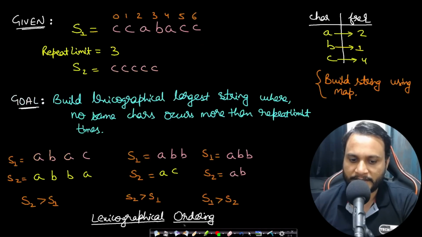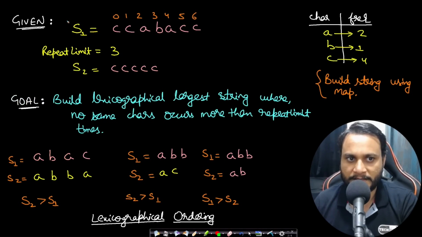Now let's look at an example for better understanding. In this case, let's say that our given string has 7 characters, and let's say our repeat limit value is 3. Now our goal is to build the lexicographically largest string where no same character occurs more than repeat limit times. Now let's first understand the lexicographical ordering if you are not really sure about it.